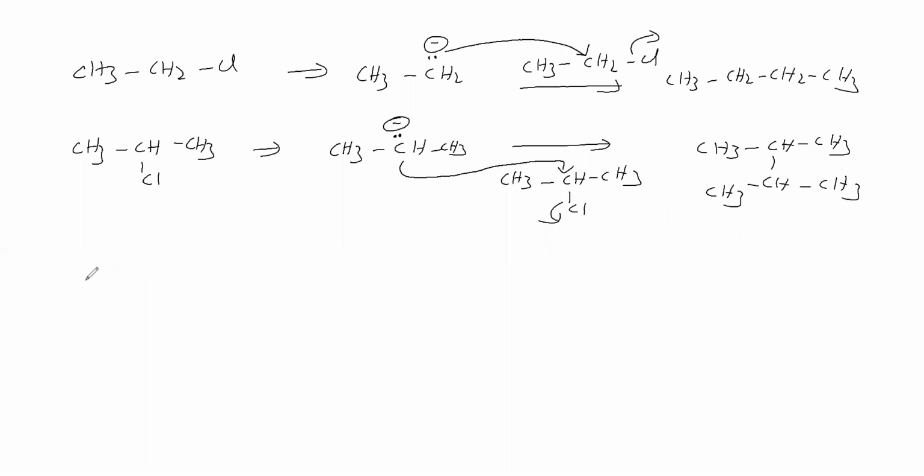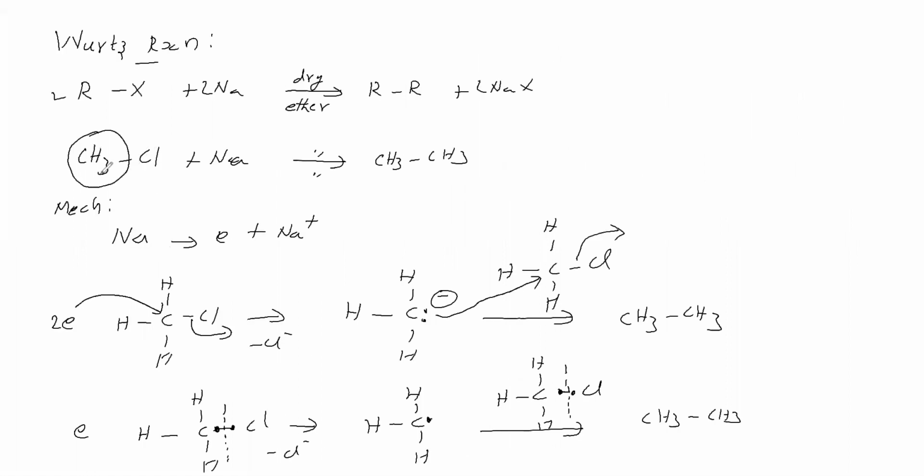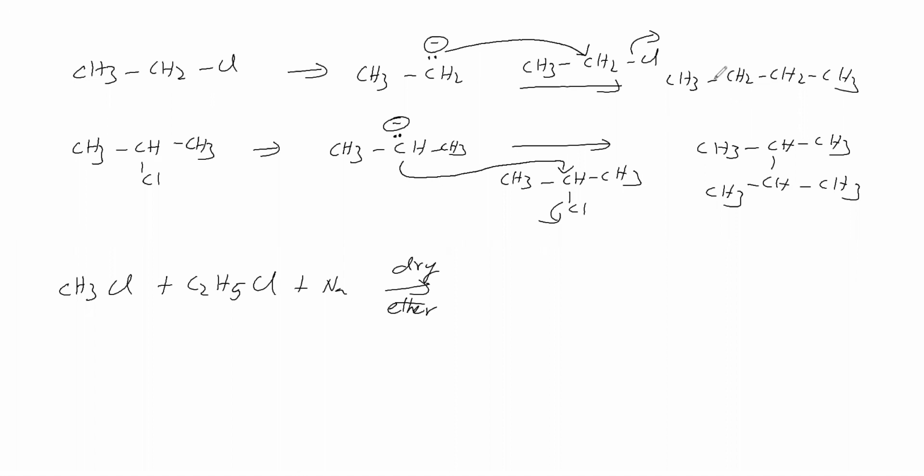Suppose I am taking two different alkyl halides. What is the product by Woods reaction? We'll see. I will take methyl chloride and ethyl chloride, add sodium, and dry ether as the solvent. In the previous cases, methyl chloride gives ethane, ethyl chloride gives butane, and isopropyl chloride gives 2,3-dimethylbutane.